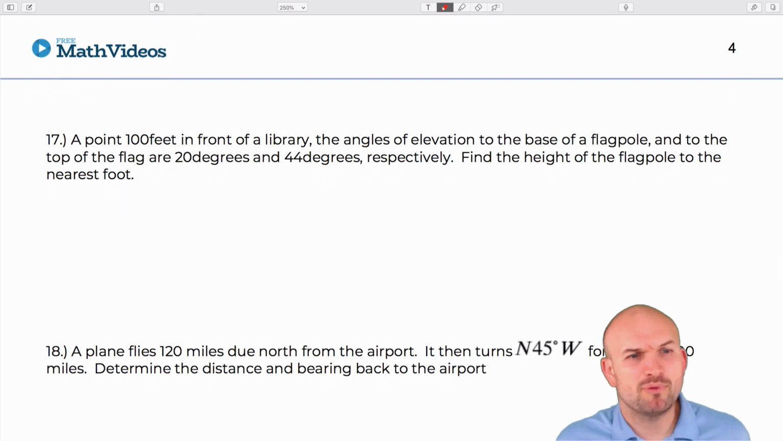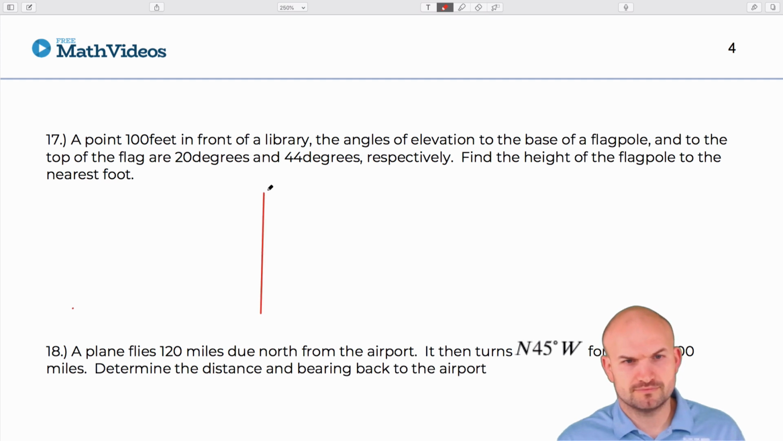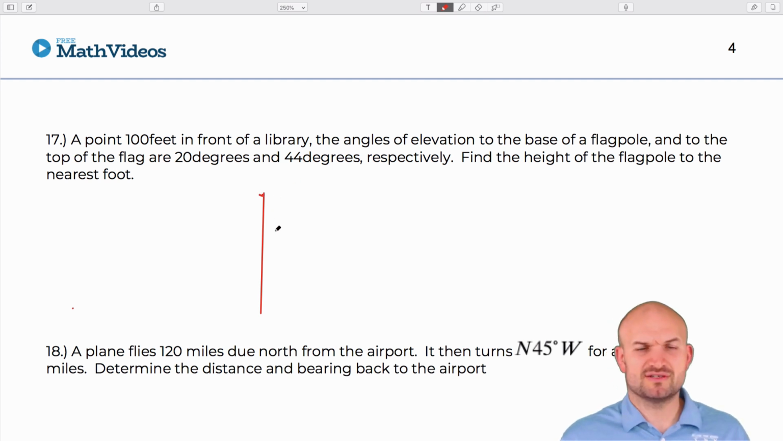The next one says a point 100 feet in front of the library. The angles of elevation to the base of the flagpole and to the top of the flagpole are 20 degrees and 44 degrees, respectively. Find the height of the flagpole to the nearest foot. All right, so we have a flagpole. Okay, so oh, it's on top of the library.